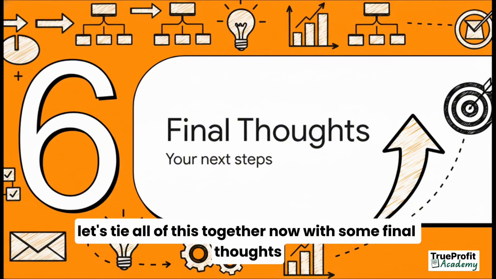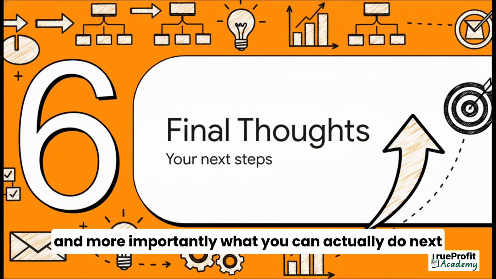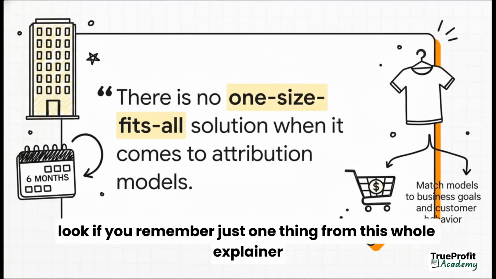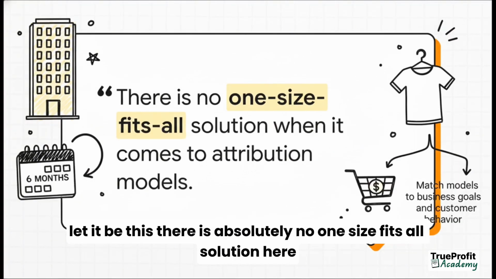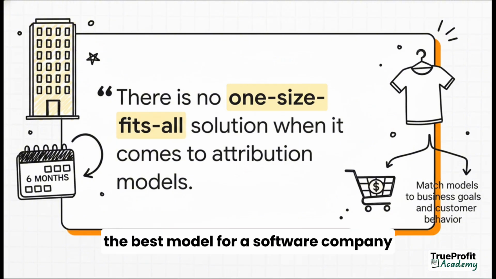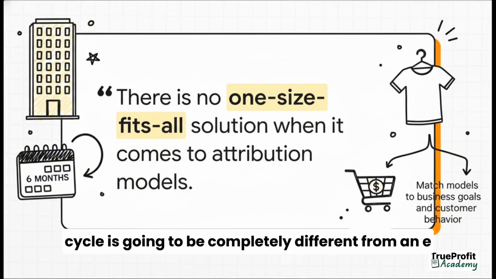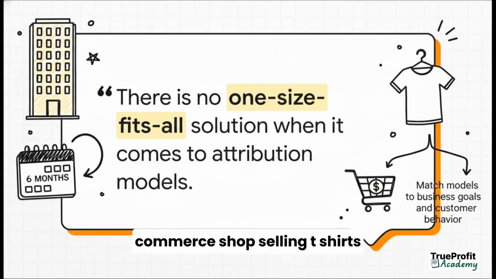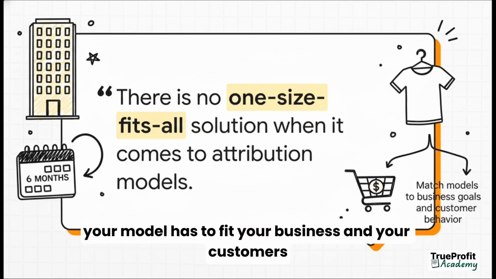Okay, let's tie all of this together now with some final thoughts and, more importantly, what you can actually do next. Look, if you remember just one thing from this whole explainer, let it be this. There is absolutely no one-size-fits-all solution here. The best model for a software company with a 6-month sales cycle is going to be completely different from an e-commerce shop selling t-shirts. Your model has to fit your business and your customers.